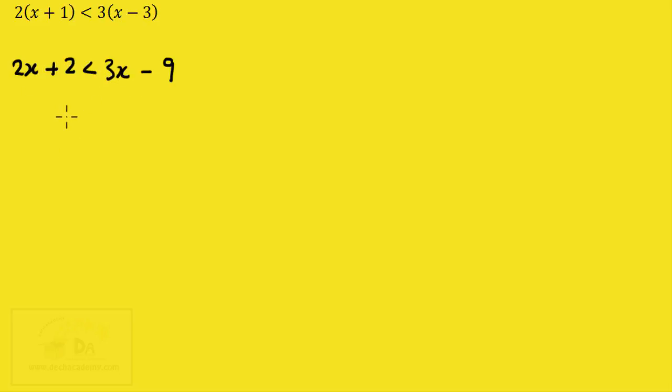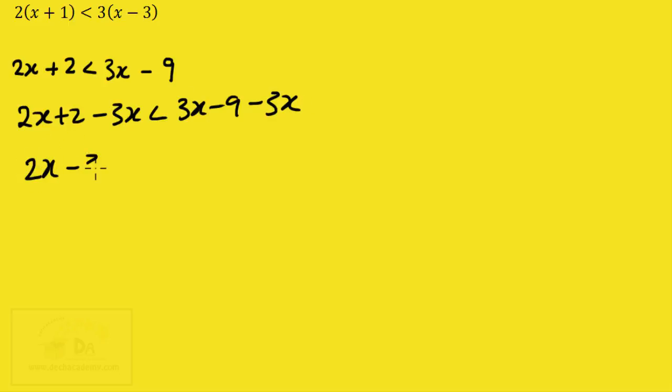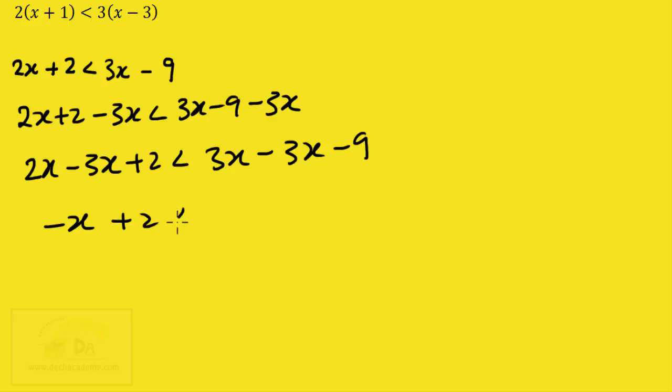Let's isolate the x on the left hand side. Let's group all the terms involving x on the left hand side, because ultimately we want only x on the left hand side. So let's do that to start with. Let's get rid of the 3x on the right hand side. So let's subtract 3x from both sides. 2x plus 2 minus 3x is less than 3x minus 9 minus 3x. I can group all the x terms to give 2x minus 3x plus 2 is less than 3x minus 3x minus 9, which gives me 2x minus 3x is minus x. Plus 2 is less than 3x minus 3x is 0, minus 9. Minus x plus 2 is less than minus 9.